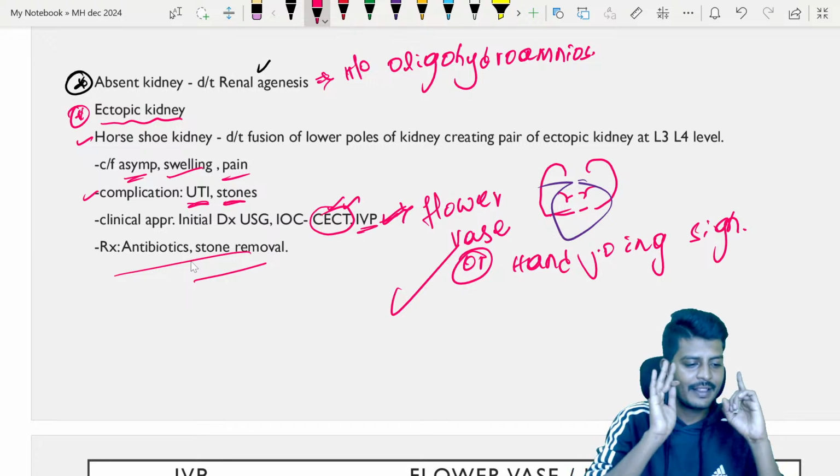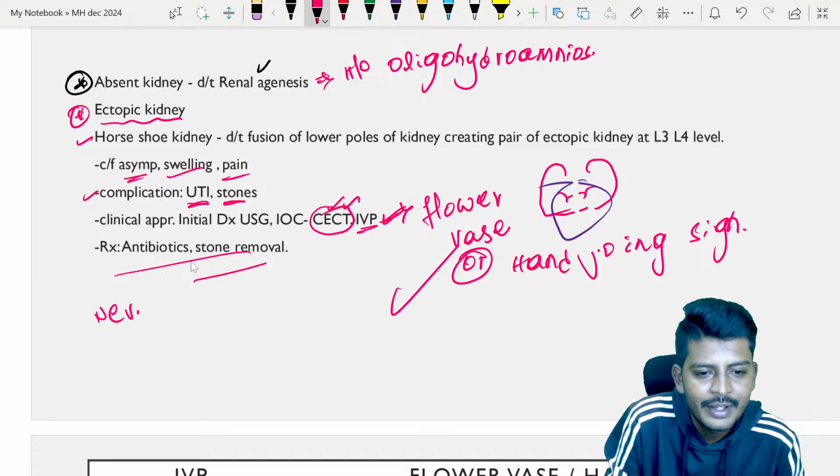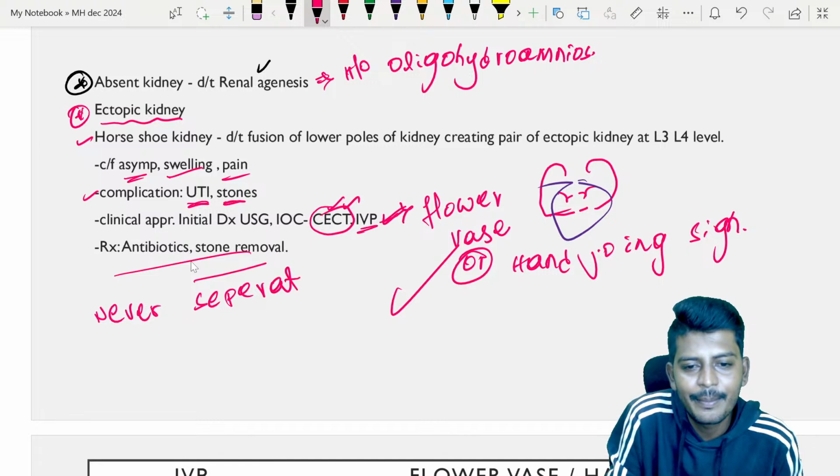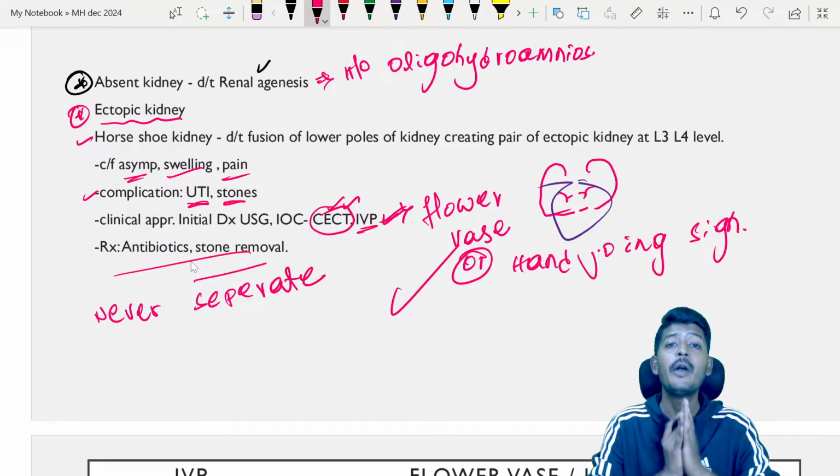Remember this rule, sir. Never separate the kidneys. Separation is not at all allowed. If you separate them, what can happen?